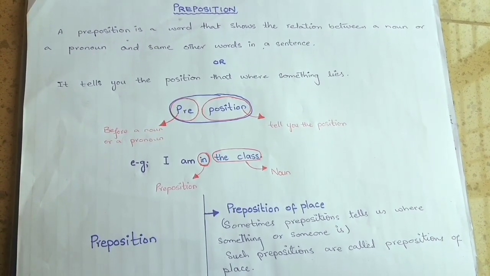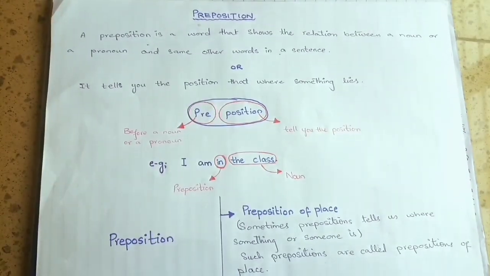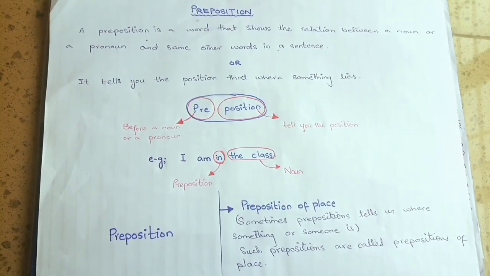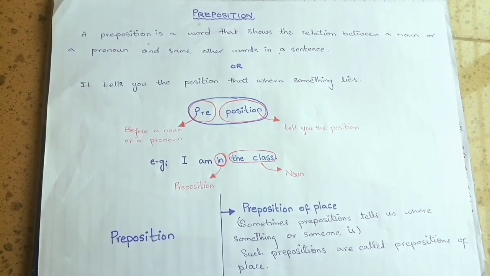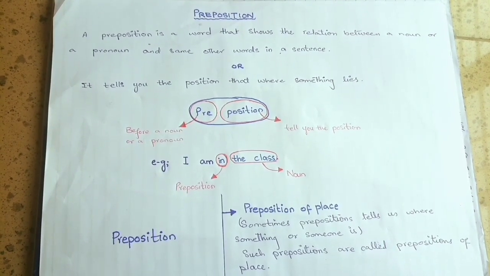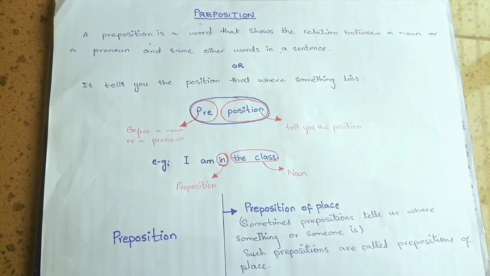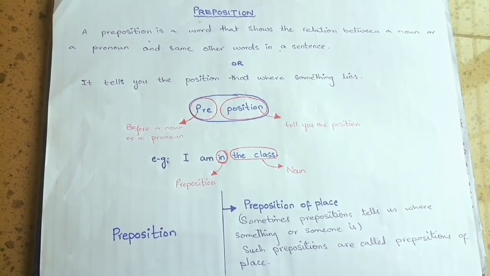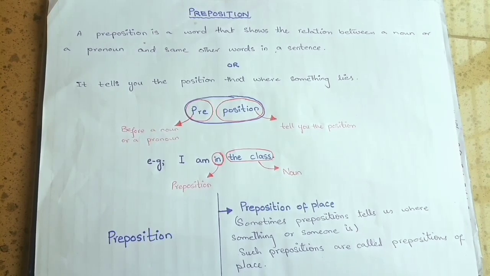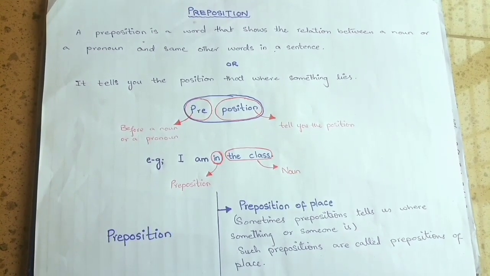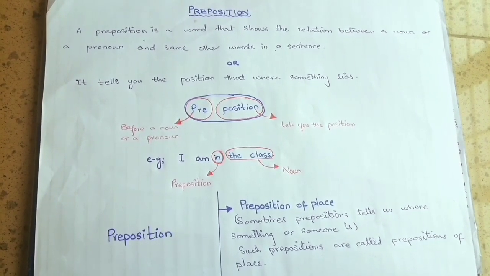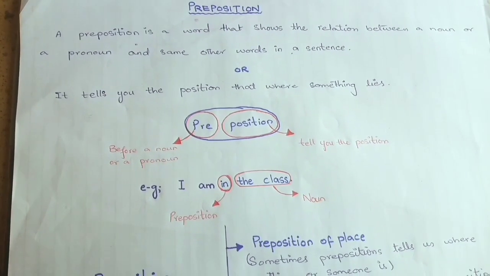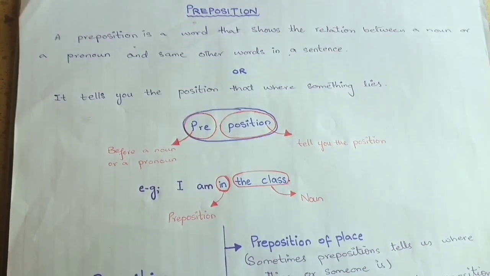So today we will learn about prepositions along with their examples and positions, and the prepositions of place, time, and direction along with examples, and also the usage of in, on, at, to, from, upon, onto, over and above. So let's start with the definition of preposition.